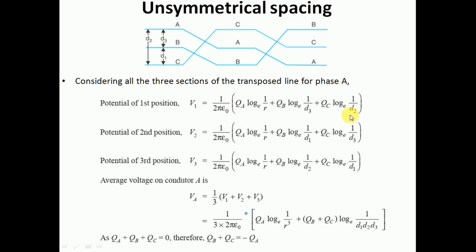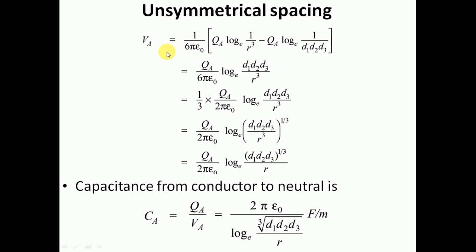Now further taking natural log of 1 by d1 d2 d3 common from these two terms, we will be able to get it as qb plus qc inside the bracket, which can further be written as minus qa, and this term can be written as 6 pi epsilon 0. So now the relation for potential of conductor A can be written as 1 by 6 pi epsilon 0 qa natural log of 1 by r cube minus qa natural log of 1 by d1 d2 d3. While simplifying it further using the logarithmic expression, we can write this as qa by 6 pi epsilon 0 natural log of d1 d2 d3 by r cube.